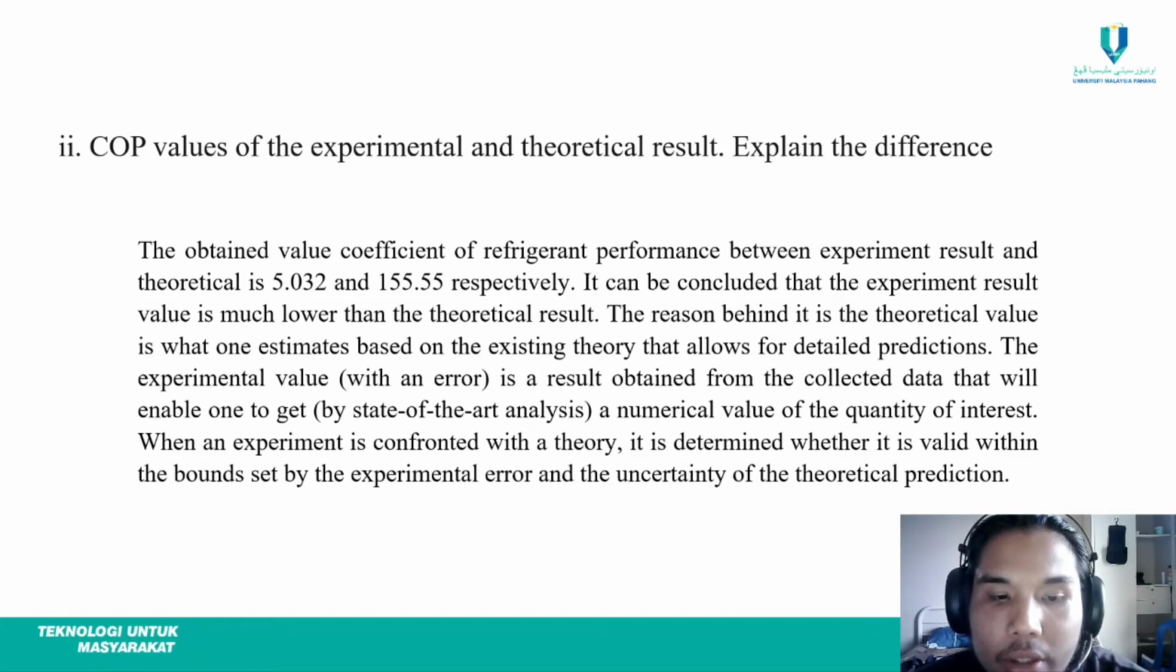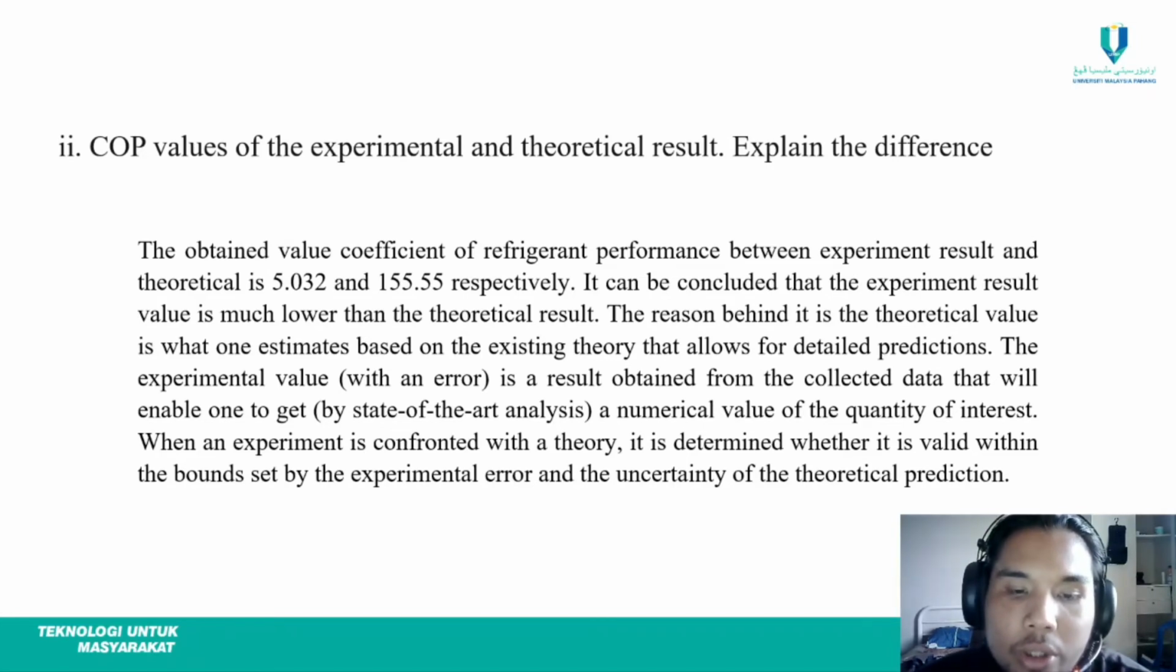The reason behind it is that the theoretical value is what one estimates based on existing theory that allows for detailed predictions. The experimental value, with an error, is obtained from the collected data, which enables one to get, by state-of-the-art analysis, a numerical value of the quantity of interest. So when an experiment is confronted with a theory, it is determined whether it is valid within bounds set by the experimental error and the uncertainty of the theoretical prediction.